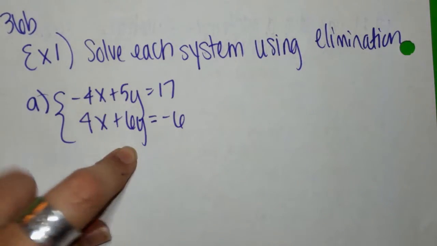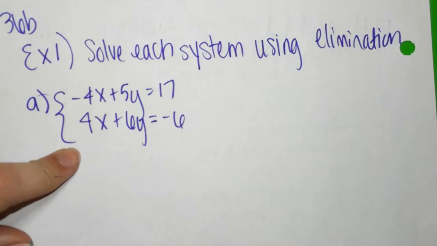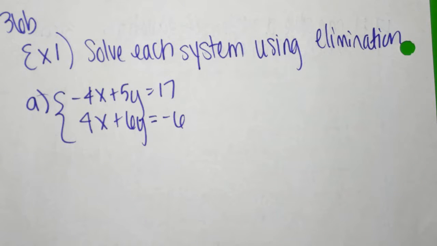Now, are 5 and 6 the same? No. Are negative 4 and 4 the same? Yes, they're the same number, and they're opposite signs. So, if it's opposite signs, add straight down. Everybody draw a big line under it. Cancel. X is 0. The x is canceled. You get a point.